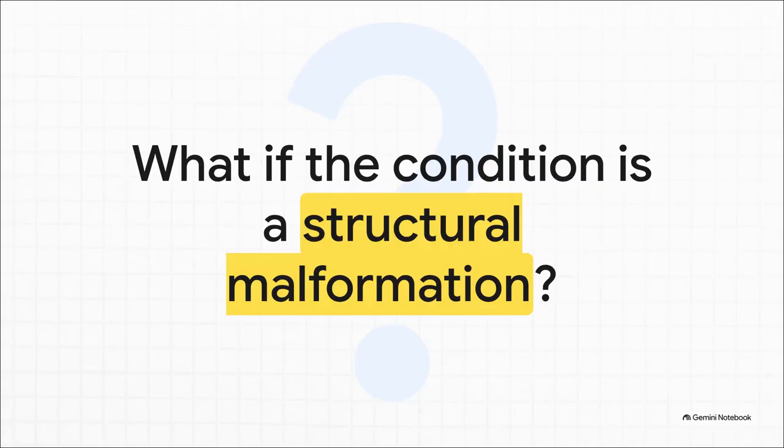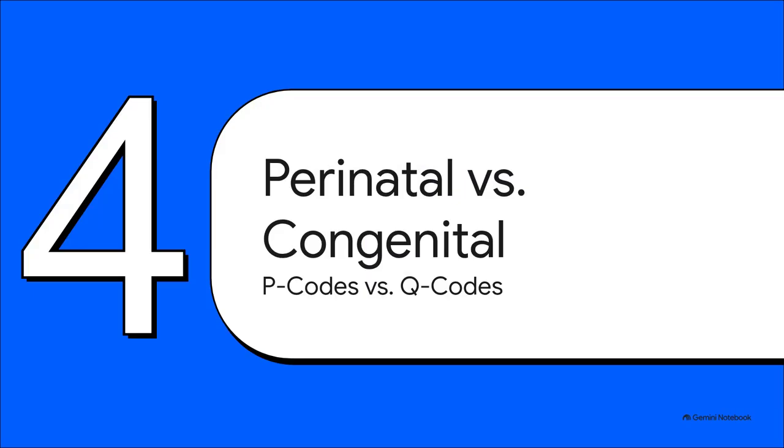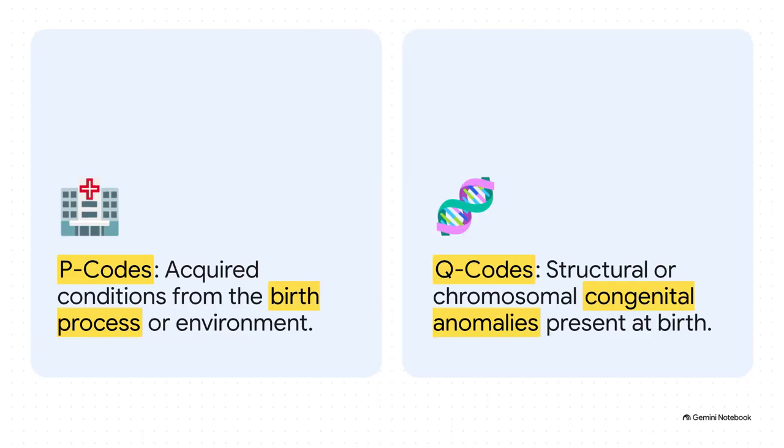So, what happens when a newborn's issue isn't something they picked up during birth, but rather a structural malformation they actually developed in utero? That brings us to Section 4, the distinction. We need to clear up the confusion between perinatal P codes and congenital Q codes. It all boils down to etiology, the true origin of the condition. Chapter 16 P codes are strictly for acquired conditions that originate from the birth process itself or the perinatal environment. Think birth trauma, fetal distress, bacterial sepsis of the newborn.